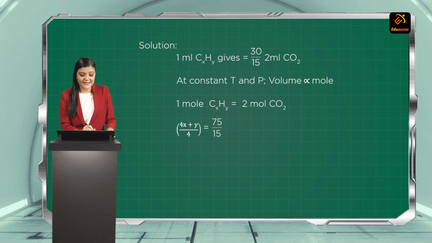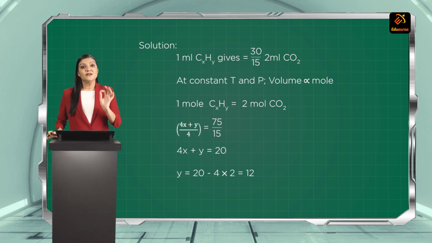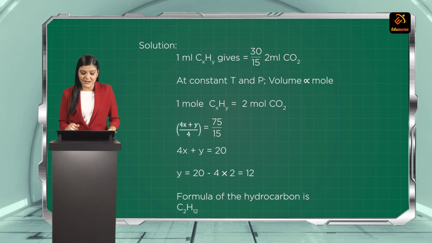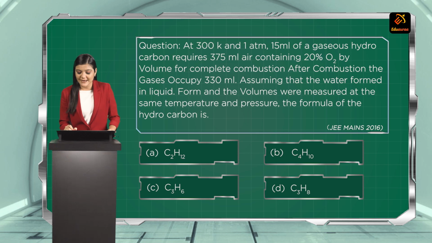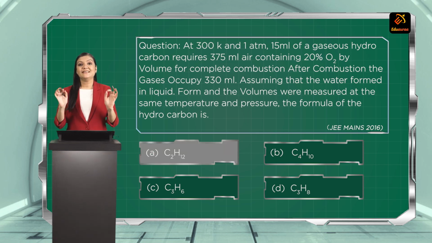Therefore, (4x plus y) upon 4 is the moles of oxygen. So, if we substitute the values, it is equal to 75 upon 15, this answer we are getting. If I substitute the value of x, then my final answer will be y is equal to 12. So, now we know the value of x and the value of y. We have the general formula for hydrocarbon CxHy. So, it will be C2H12. This will be my formula of the hydrocarbon.